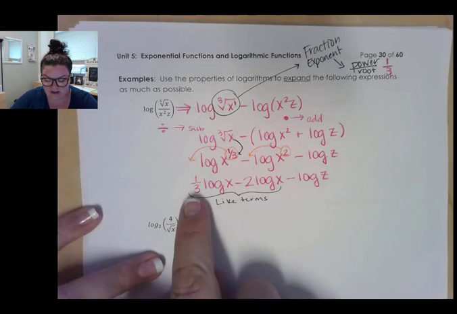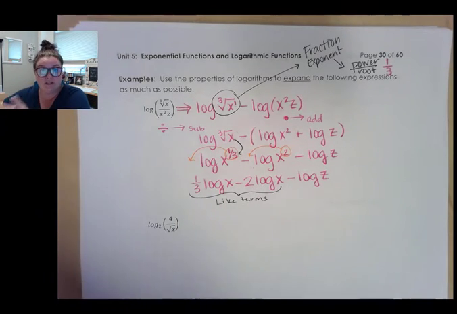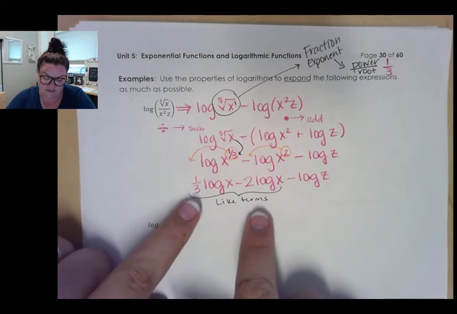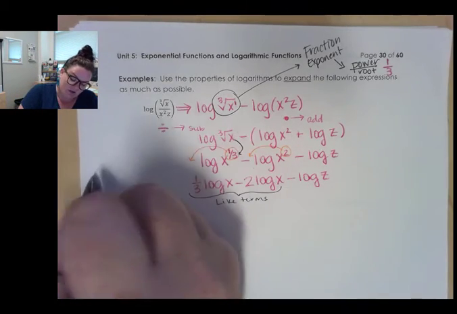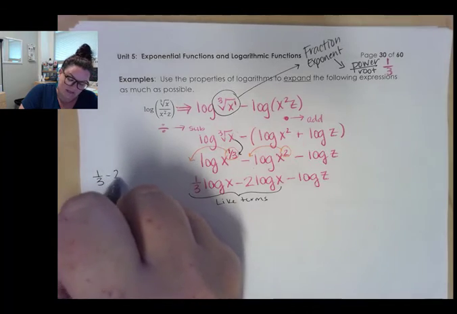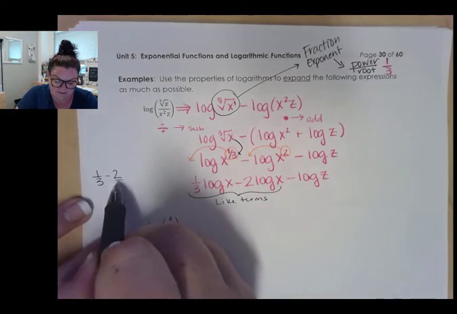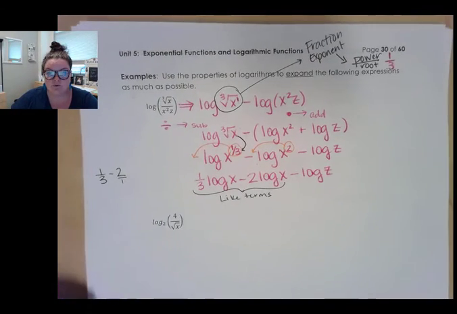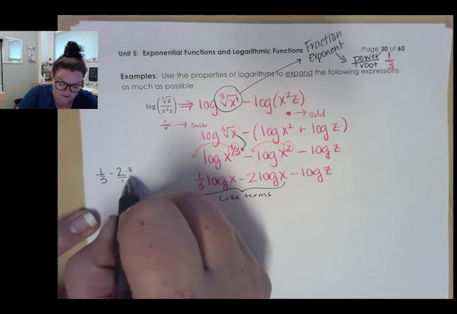So in other words, I have 1/3 log x minus 2 log x, which gives me how much log x? Or in other words, I need to combine 1/3 minus 2. So in your calculator, you can do 1/3 minus 2 if it's able to do fractions. If not, you can get a common denominator by writing this as 2/1, which would mean we need to multiply on top and bottom by 3.